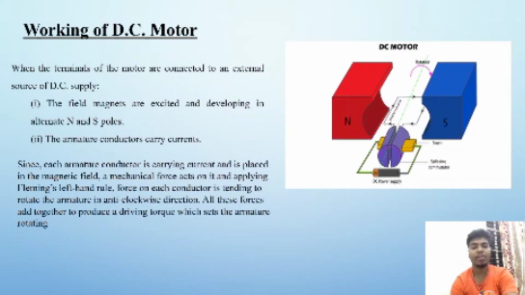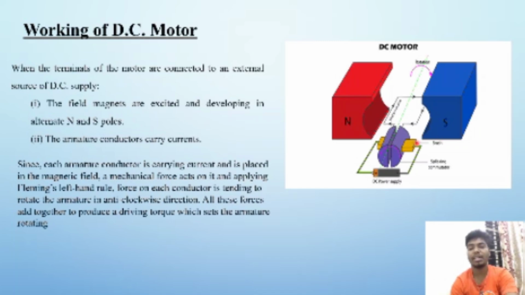Working of DC motor. When the terminals of the motor are connected to an external source of DC supply, the field magnets are excited, developing alternate south and north poles. The armature conductors carry currents. Since each armature conductor is carrying current and placed in the magnetic field, a mechanical force acts on it. Applying Fleming's left-hand rule, the force on each conductor tends to rotate the armature in the anti-clockwise direction. All of these forces add together to produce a driving torque which sets the armature rotating.